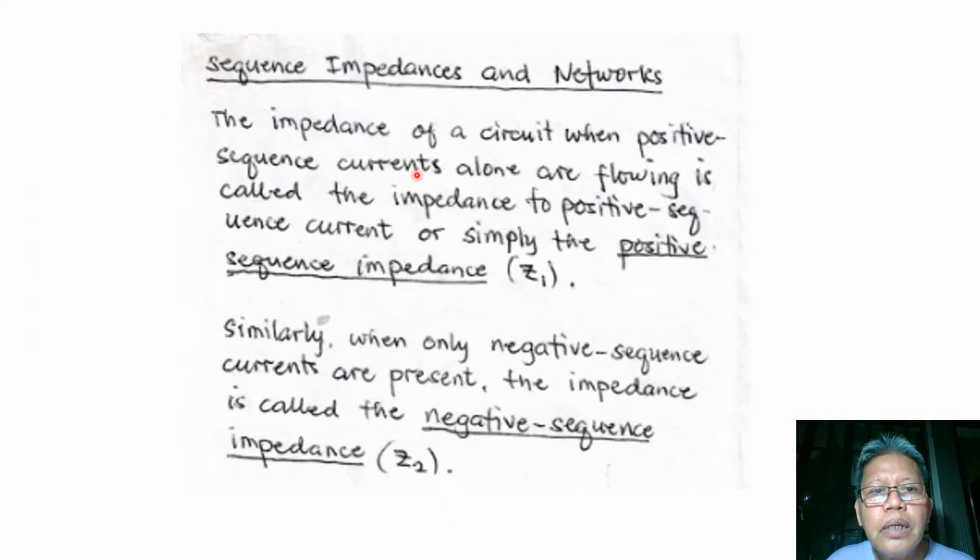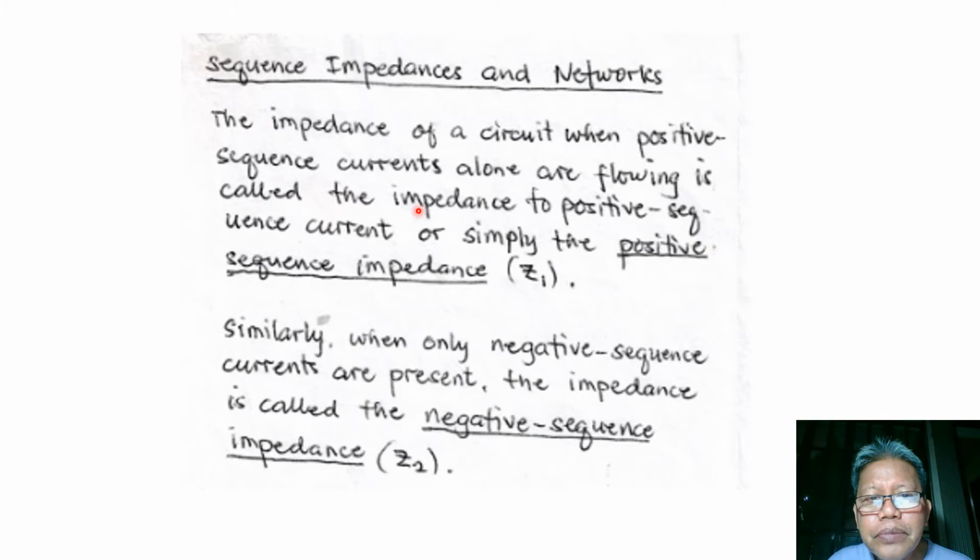Before we can proceed to analyzing short circuits in a power network, we need to understand first the sequence impedances and networks. These are the impedances being the reaction of the network to the positive sequence component, the negative sequence component, or the zero sequence component of unbalanced voltages or currents. So, the impedance of a circuit when positive sequence currents alone are flowing is called the impedance to positive sequence current, or simply the positive sequence impedance, and we call this Z1.